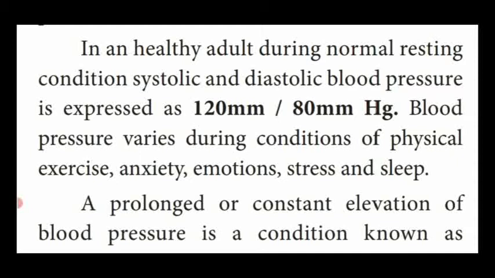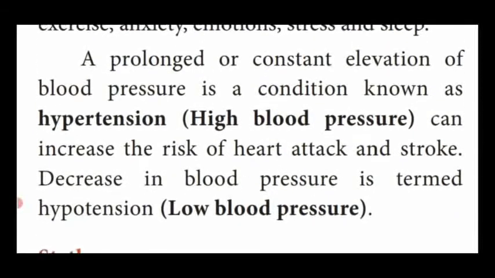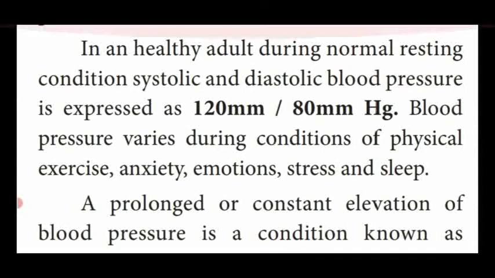Hypertension means a prolonged or constant elevation of blood pressure, of systolic and diastolic pressure, and is known as hypertension, high blood pressure or high BP. A decrease in blood pressure is termed hypotension, or low blood pressure or low BP. So these are the other two types of blood pressure and their ranges.